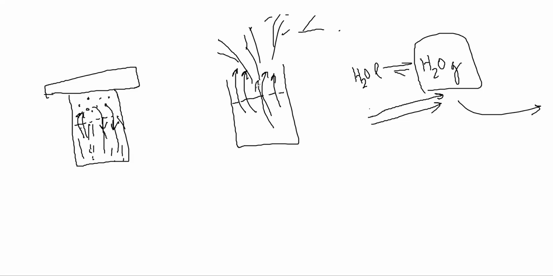So more and more keeps coming in to replace the H2O that is gone, right? And that is why eventually the whole glass bottle will be evaporating. The whole water will evaporate eventually because the product is constantly being taken away. So that is the idea here. It's fairly simple.